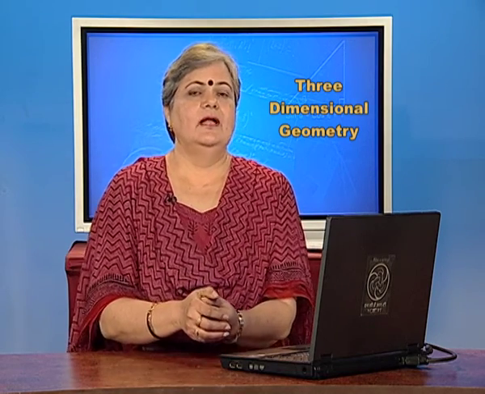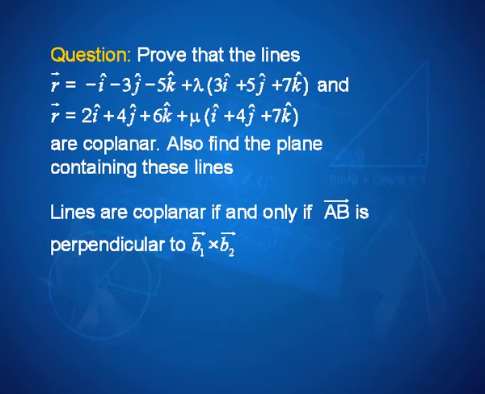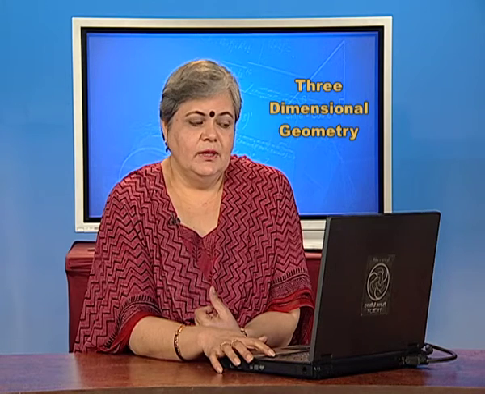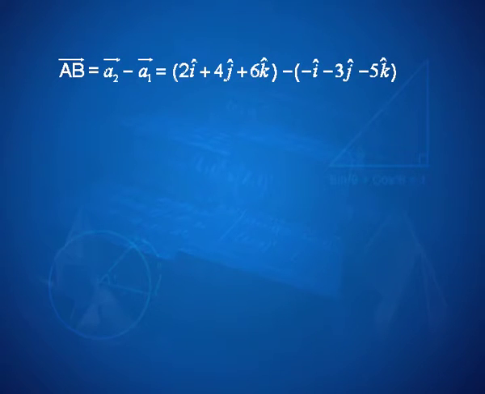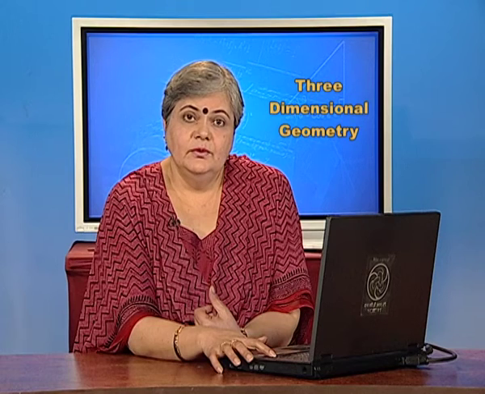So, how do we check whether the lines are coplanar? As we discussed just now, find the vector AB, which is a2 minus a1, and consider b1 cross b2. If I can show that vector a2 minus a1 dot b1 cross b2 is 0, the lines are coplanar. In this case, we have the vector AB, which is a2 minus a1, coming out to be 3i plus 7j plus 11k cap. Let us see what b1 cross b2 looks like. Using again the determinant form, I get b1 cross b2 to be a vector same as 7i cap minus 14j cap plus 7k cap.